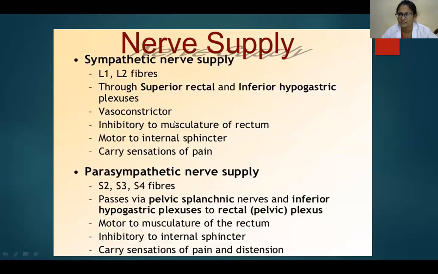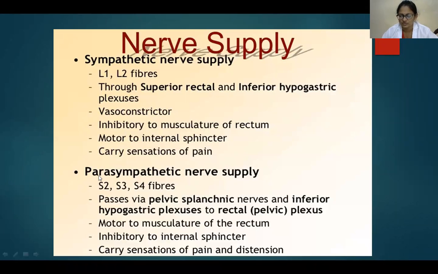It inhibits the musculature of the rectum. It supplies motor fibers to the internal sphincter. It also carries the sensation of pain.